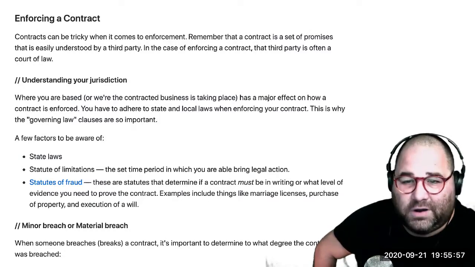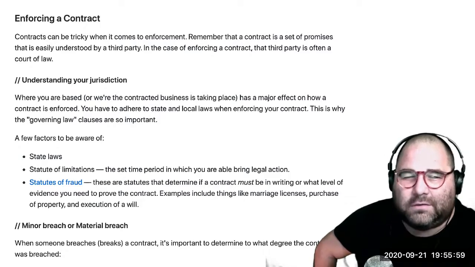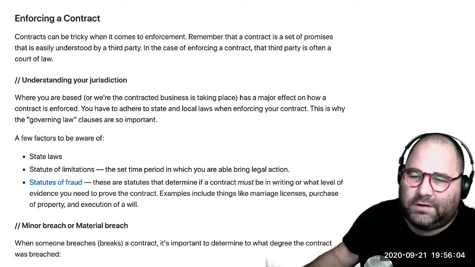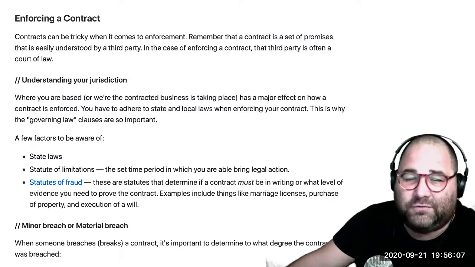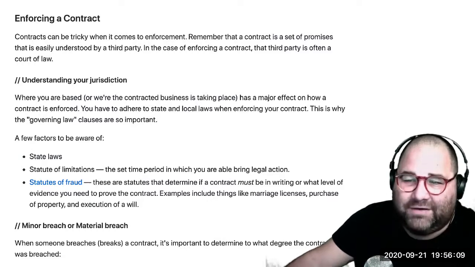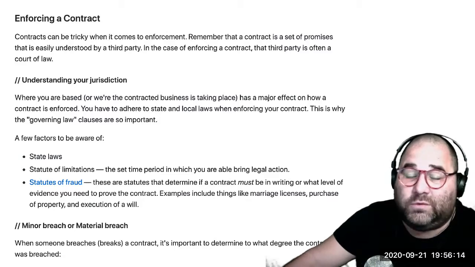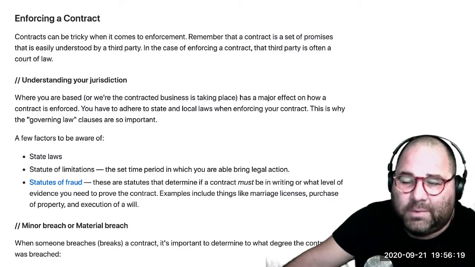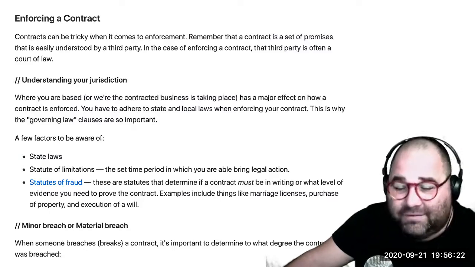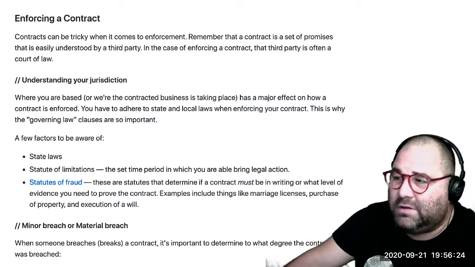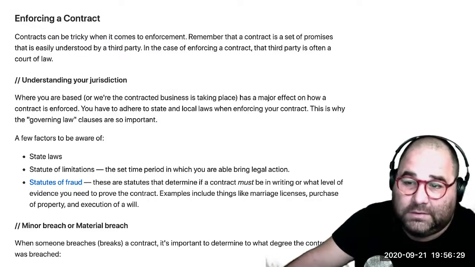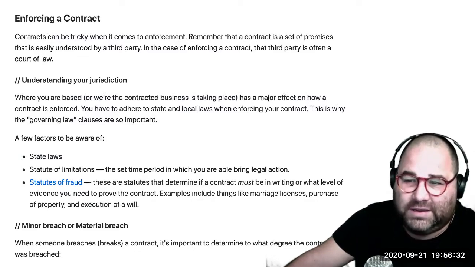And then there's statutes of fraud. Not quite what you think it means. Statutes of fraud is more about preventing fraud. So these statutes determine if a contract must be in writing and what level of evidence you need to prove the contract, which we talked about earlier in this unit. So we talk about marriage licenses, when you purchase a property, when you execute a will. That's what I was talking about. You might need it notarized. It's going to have to be in writing. Maybe you have to submit the marriage license to the local municipality. These are things to be aware of.